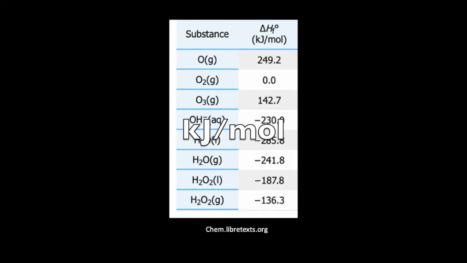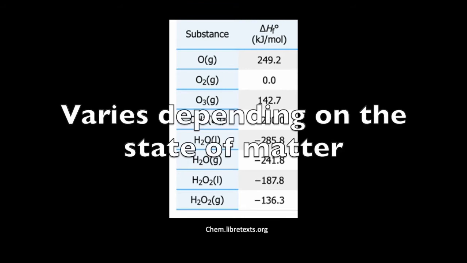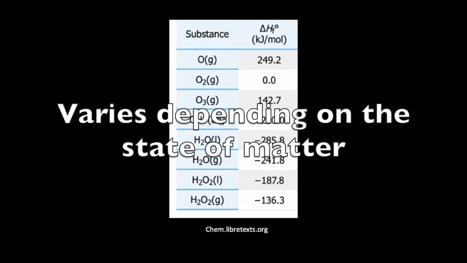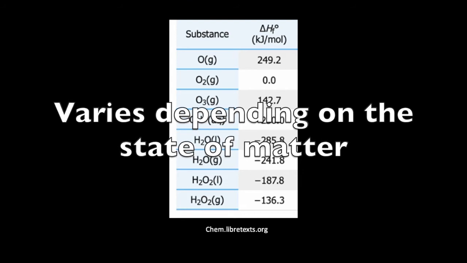Now take a look at this table and notice that the standard enthalpy of formation is usually negative, and this is because forming bonds is typically an exothermic process, but there are some exceptions. The enthalpy of formation will vary depending on the state of the compound and whether it's solid, liquid, or gas.